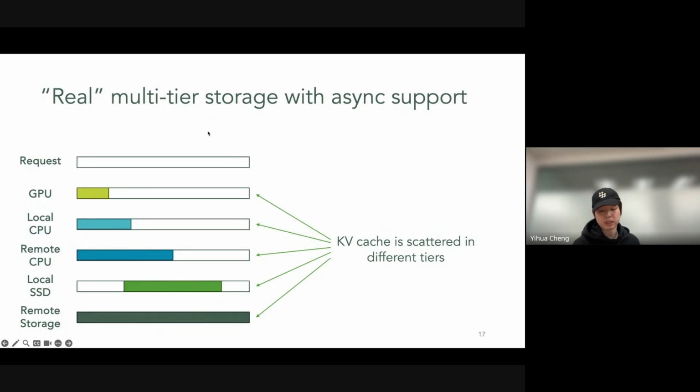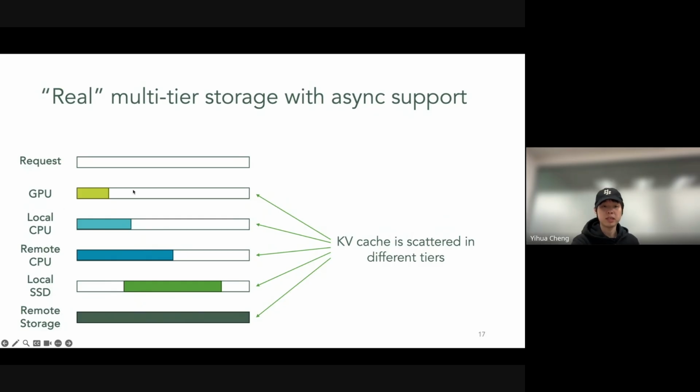And the next feature I'm going to talk about is remote storage, or multi-tier storage. We call it real multi-tier storage. I will explain why we call it real, but in real production, I would say it will be more and more common that KV cache will be scattered in different tiers. Like we have GPU, probably there will be some KV caches, and there will be some KV caches in local CPU or remote CPU, or maybe SSD and maybe remote storage.